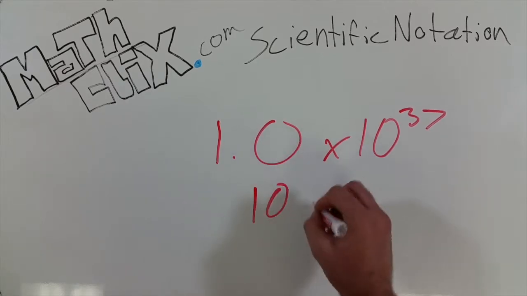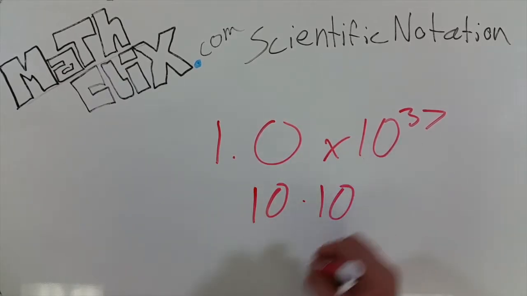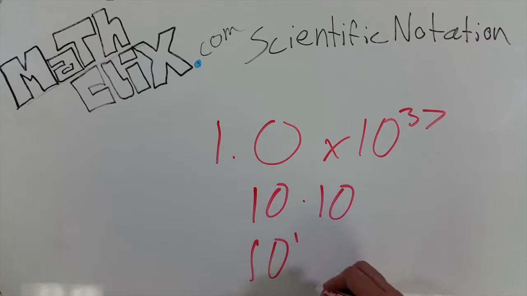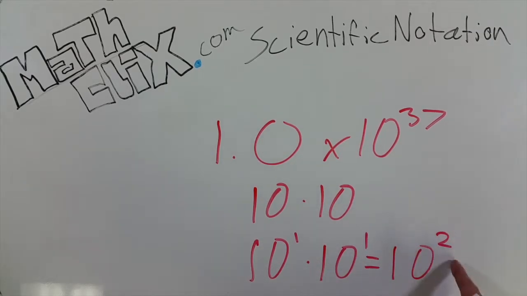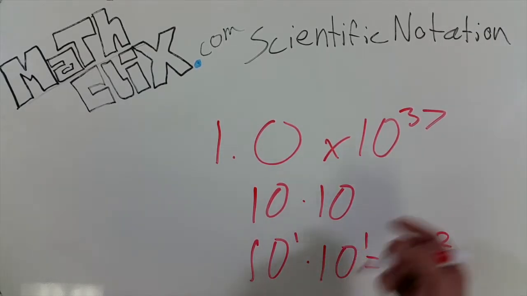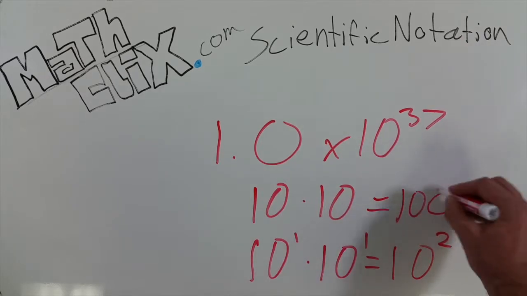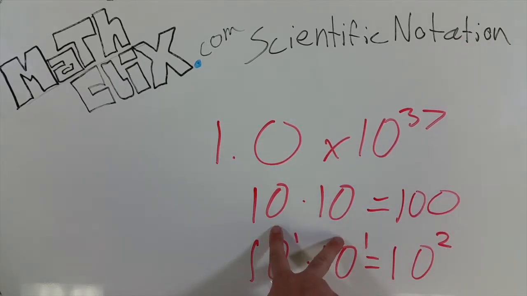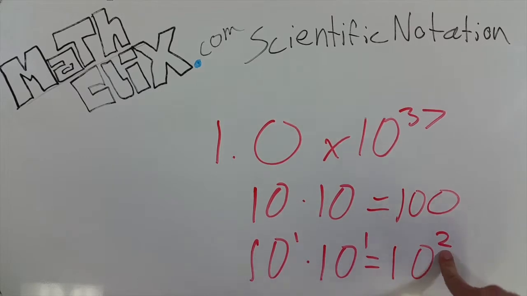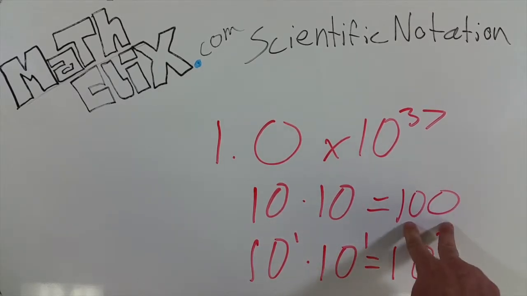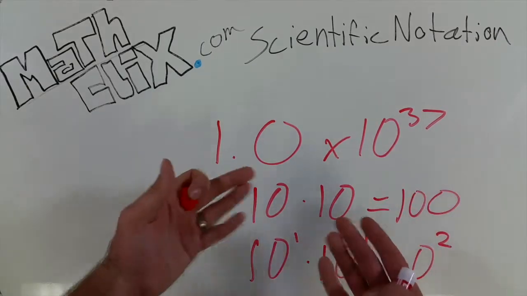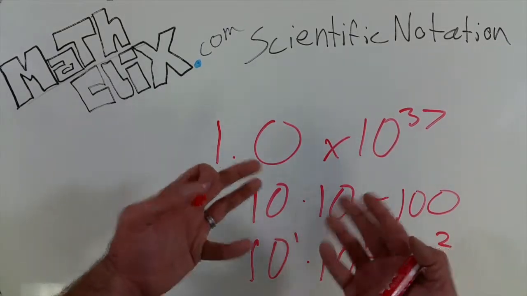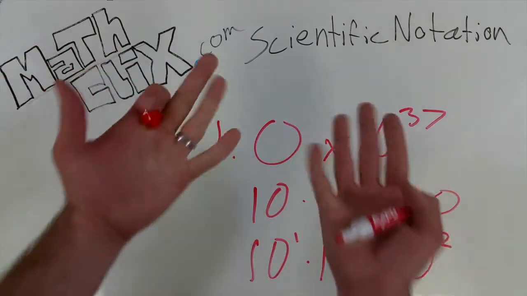Well, we know 10 times 10 is really 10 to the 1 power times 10 to the 1 power. Add the powers, that's 10 to the second power. 10 squared is 10 times 10 is 100. Look at that. 2 zeros, 2 zeros. 2 is the exponent, 2 zeros. 37 is the exponent, 37 zeros. You really want to watch me write down 37 zeros? No! Nobody does.